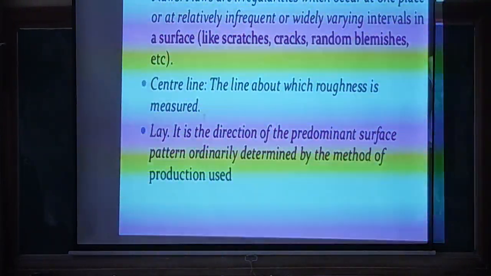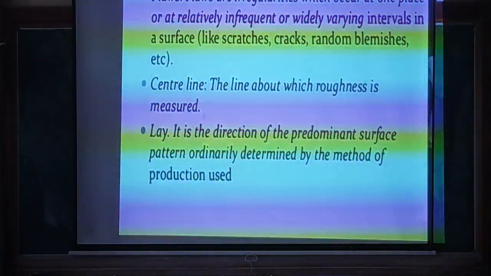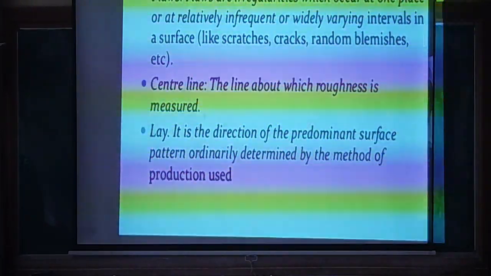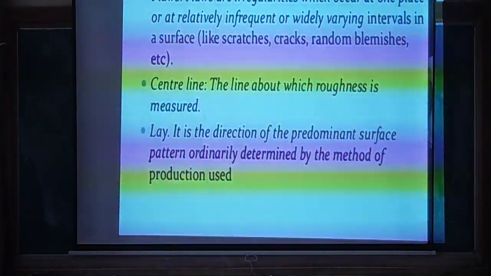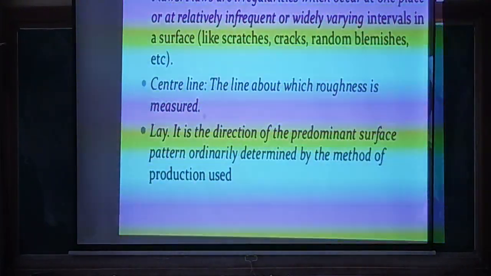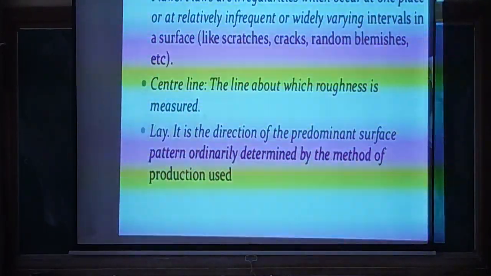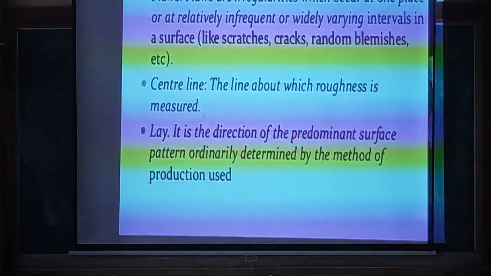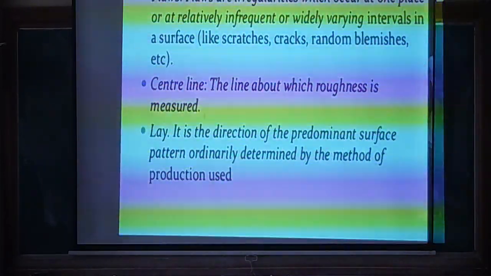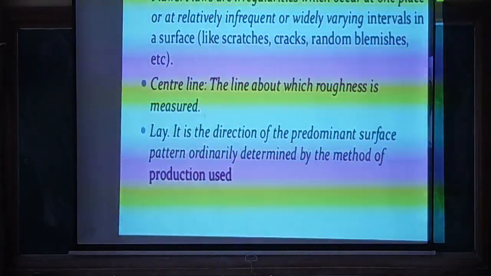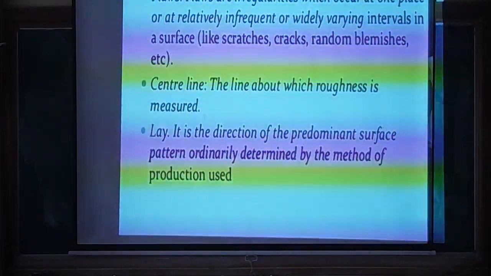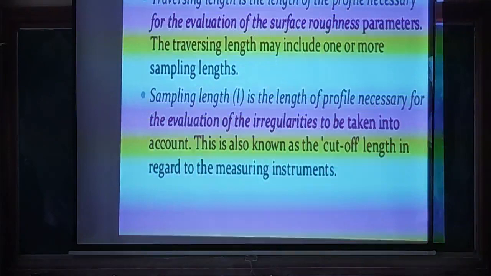Next is the center line, the line about which the roughness is measured. So how we are going to measure that particular roughness? On the center line we are measuring that. What is the lay? It is the direction of the predominant surface pattern, ordinarily determined by the method of production used. Whether you are going for the milling operation, the turning operation, or the grinding operation, it depends on the method of production we are using. So the lay depends on that.